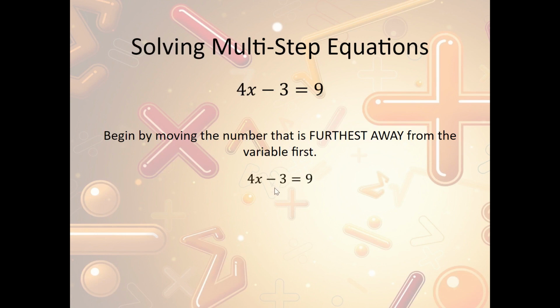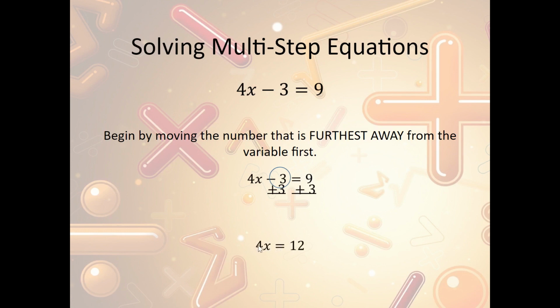So we'll go ahead and add 3 to both sides. And we're left with 4x by itself. Negative 3 plus 3 is 0. So that's really 4x plus 0, which is just 4x. And we have 9 plus 3 is 12. So we're left with 4x is equal to 12.